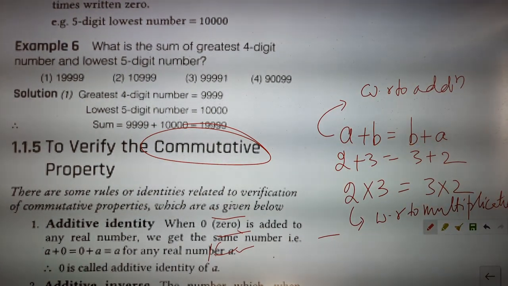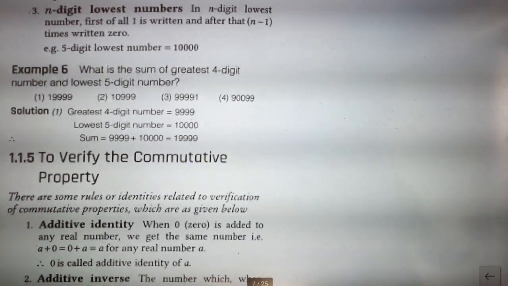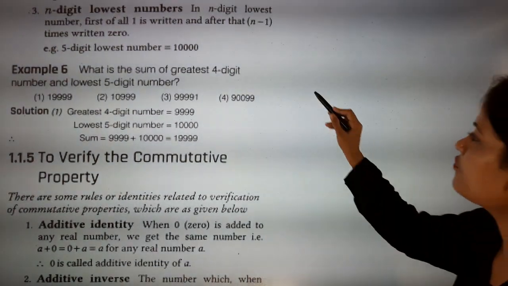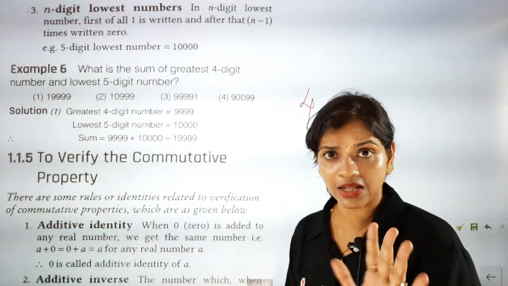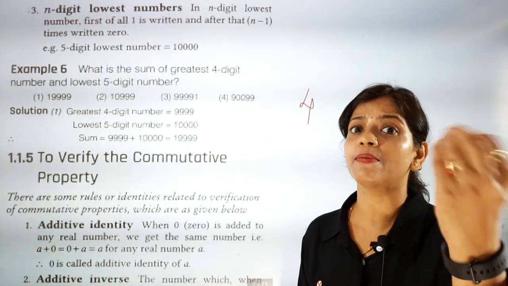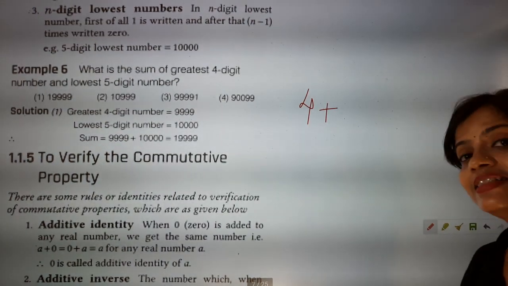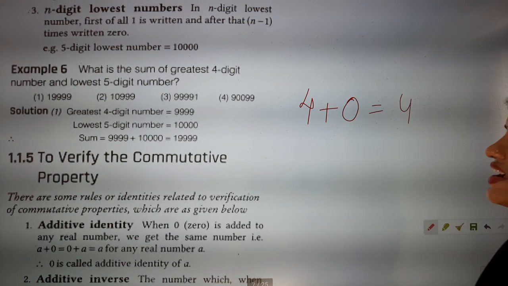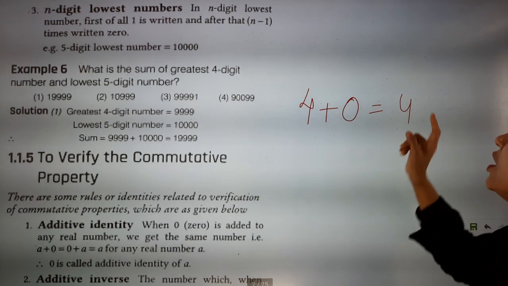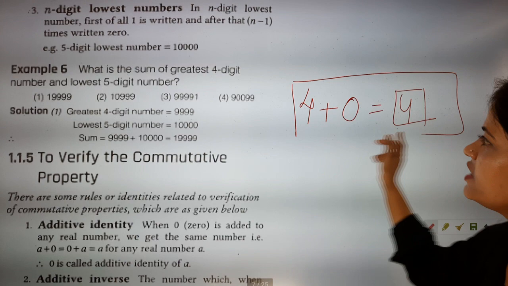So now additive identity and additive inverse. What is additive identity? Remember, if a number is there, what are you going to add to this number so that you get the number again? If I ask what to add to 4 so that I get 4 itself, you will say add 0, then you exactly get 4. So the number you add to 4 so that you get 4 again, this property is called additive identity.